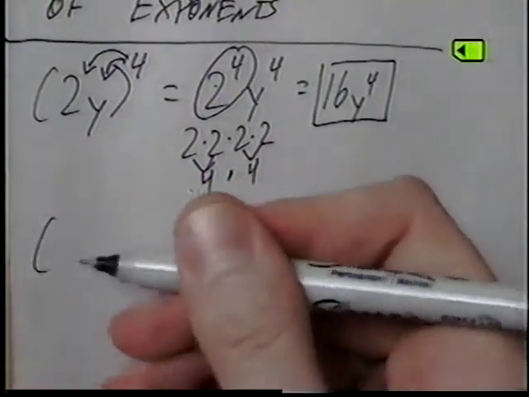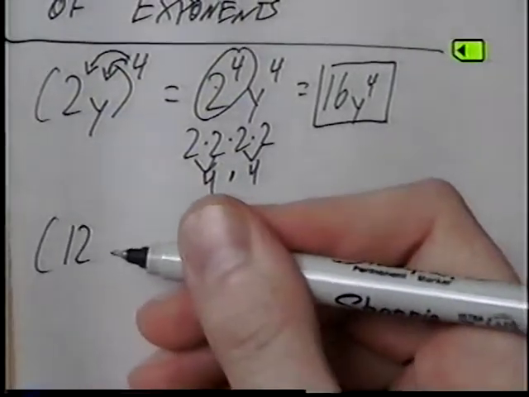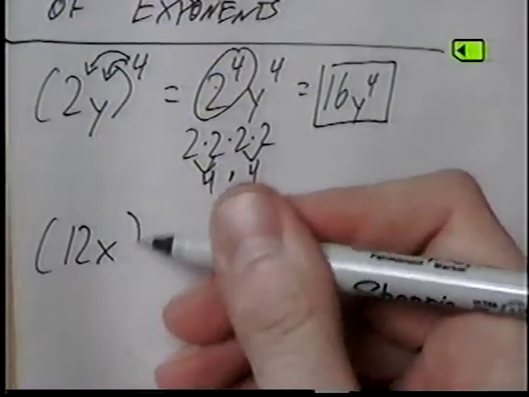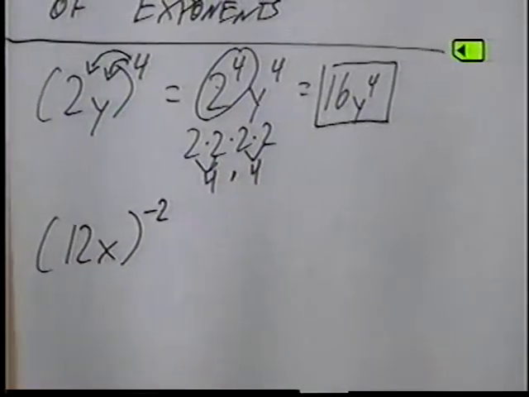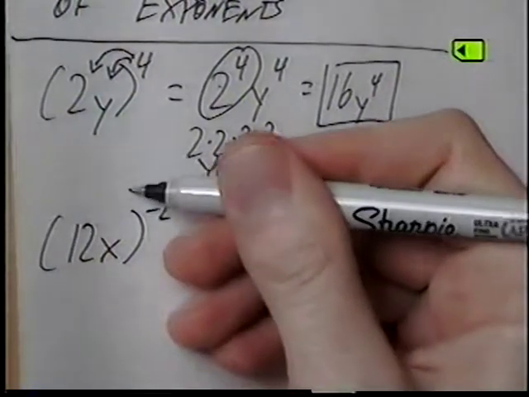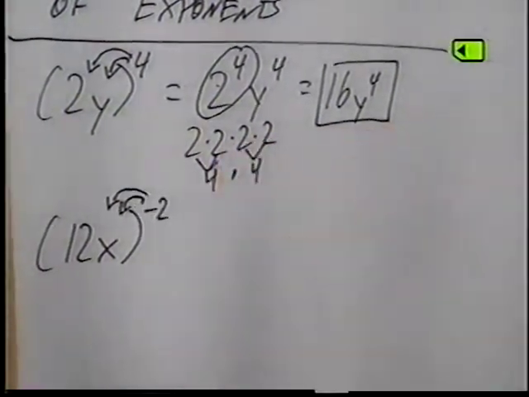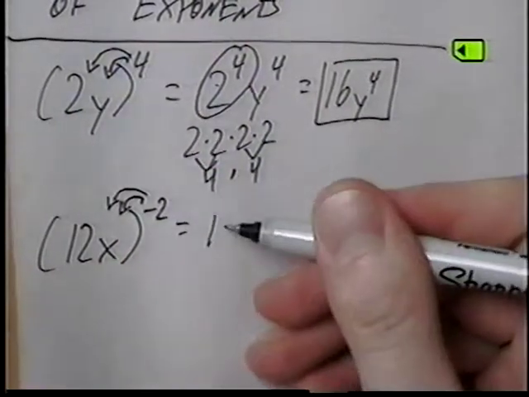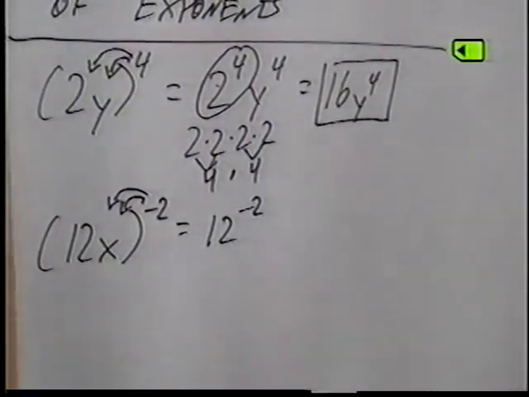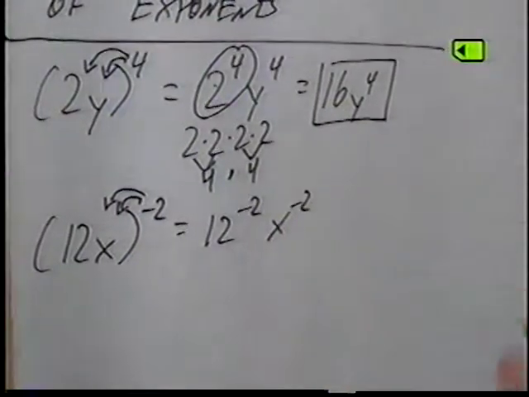Second question is 12x outside parentheses to the negative 2 power. Again, this negative 2 goes to each term inside the parentheses. So it's 12 to the negative 2 power and also x to the negative 2 power.